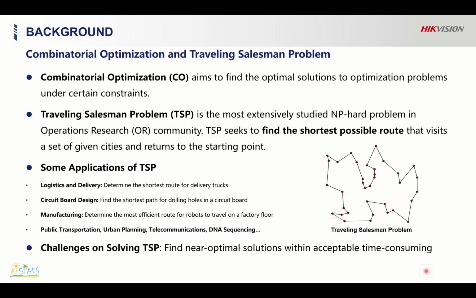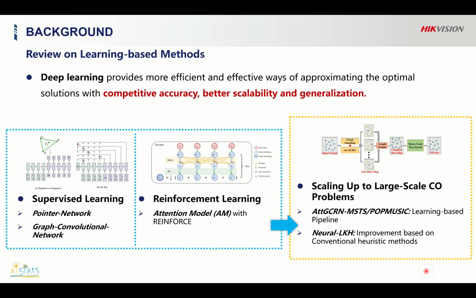The main challenge of solving the TSP problem is how we can find a near-optimal solution within limited time. In other words, what we want is to find a solution that is close to optimal while also being efficient enough in time consumption. Compared to conventional heuristic methods, deep learning-based methods provide a more efficient and effective way.